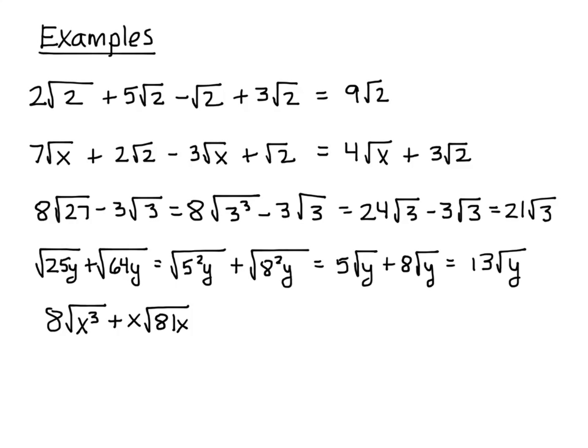Okay, another one is 8 square root of x cubed plus x square root of 81x. So there's lots of simplifying we can do there. We get 8x square root of x plus 9x square root of x. And notice the x square root of x is common to both, so we just have to add the 8 and the 9 to get 17x times the square root of x.